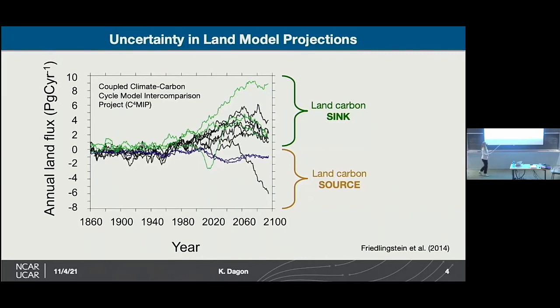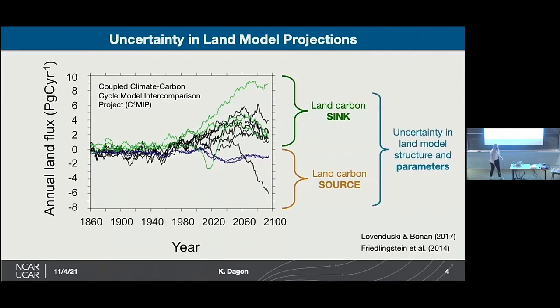So what's really interesting about this is you see all these different models by the end of the century. Not only is there disagreement in the magnitude, but also disagreement in the sign, implying that the land could be either a sink or source of carbon, which obviously has very large, important implications for the global carbon cycle. And what folks have found is that a lot of this spread is due to uncertainty in land model structure and parameters. And in particular, I'm going to focus on the parametric uncertainty that we've already heard about a little bit this week in different talks.